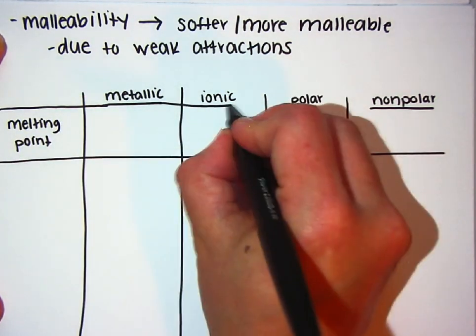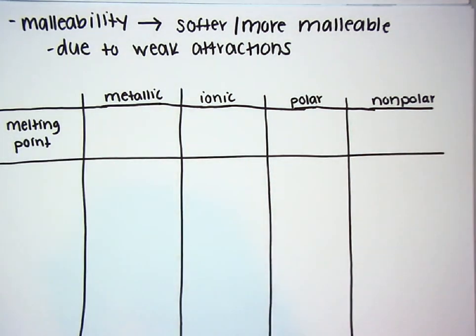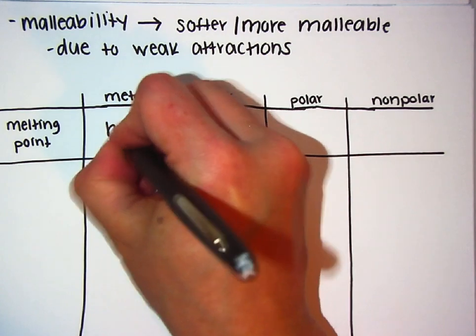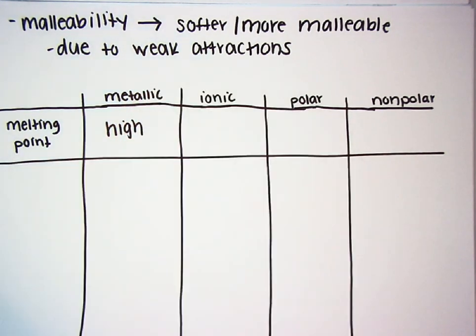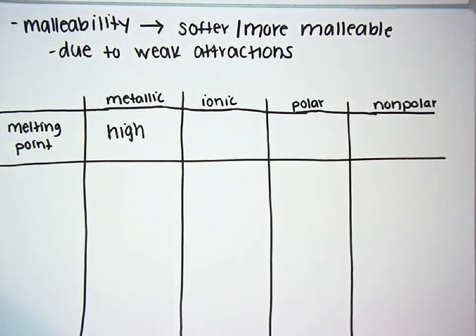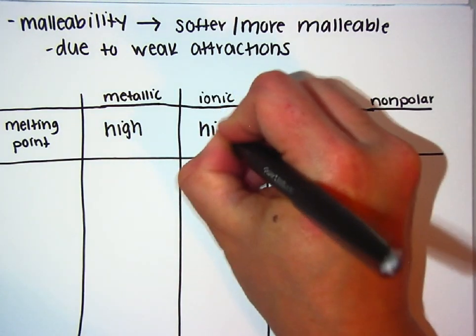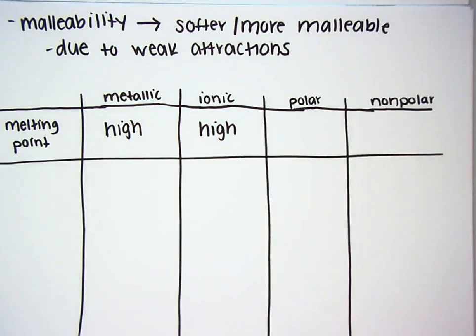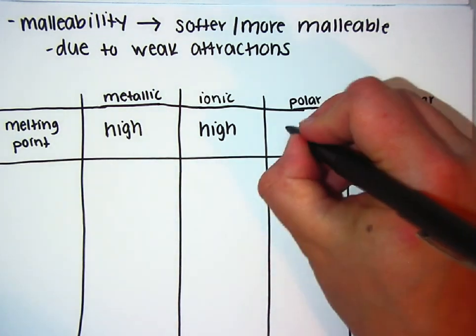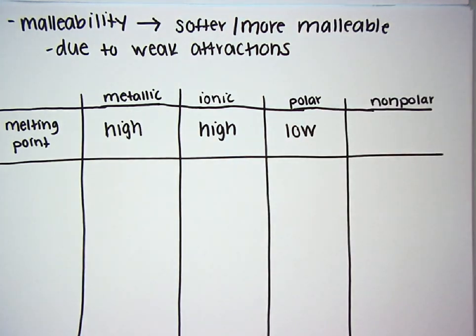Alright, so first property, melting point. Metals have a high melting point. There is a strong attraction between the metal cations and the delocalized electrons. Ionic compounds have a high melting point. There is a strong electrostatic attraction between the cation and anion. Covalent compounds have a low melting point. There is a weak attraction between molecules.